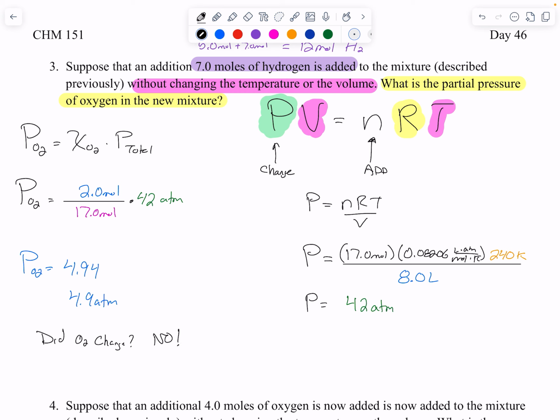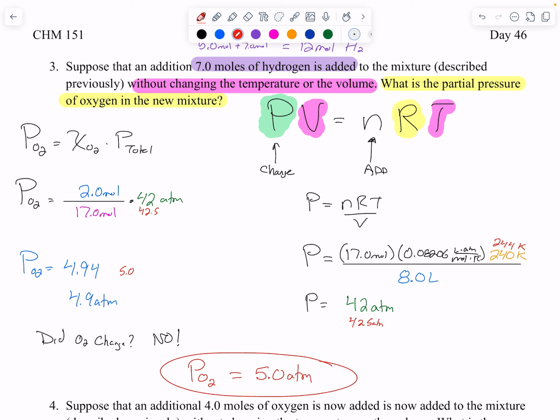Right? So we spent some time here. We got 4.9, and that's due to sig figs. Because if I use 244 Kelvin here, I get 42.5 atmospheres. And if I use 42.5 atmospheres, I get 5.0. All right? And so it means oxygen doesn't change. The pressure of oxygen is still 5.0 atm. And the reason it did not change.